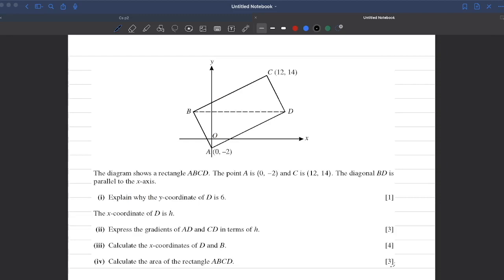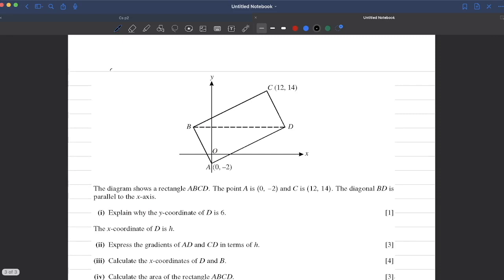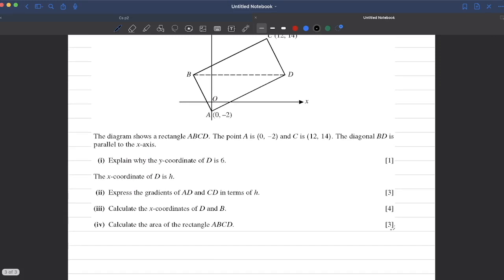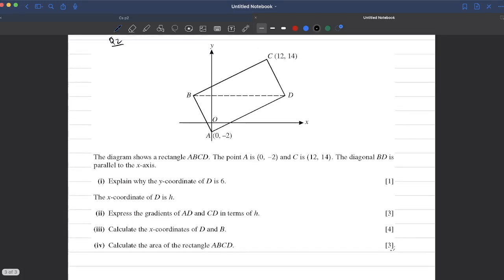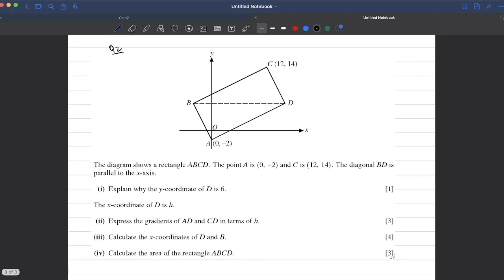Okay guys, so this is the next question. This is question 2. The diagram shows a rectangle A, B, C, D. The point A is 0, negative 2, and C is 12, 14. So we've got 2 points, A, 0, negative 2, and C, 12, 14. What we have to find is, so we got point A, we got point C. The diagonal BD is parallel to the x-axis.